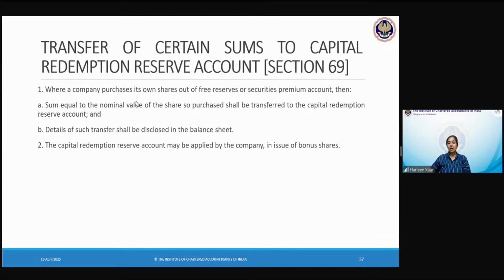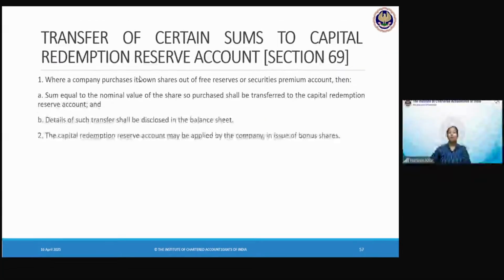Transferring of certain sums to capital redemption reserve. Now children, section 69 is very simple. It simply tells you the nominal value of the shares so purchased shall be transferred. Where the company has purchased its shares out of the free reserves or SPA, then a sum equal to the nominal value will be transferred to CRR, and this CRR is always used for the issue of bonus shares.